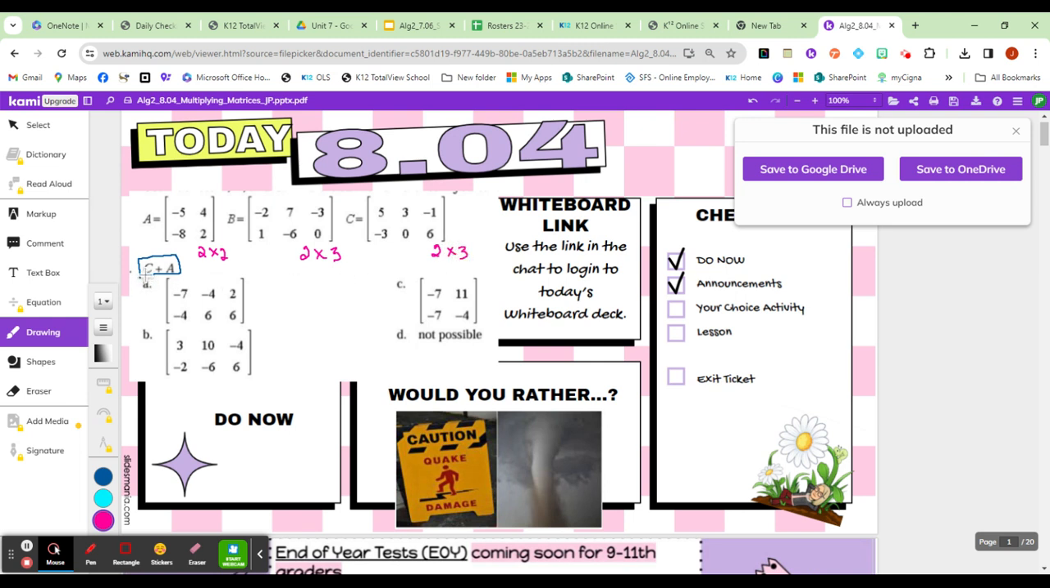So the warm-up is asking you to add matrix C with matrix A, and that is not possible because matrix C has dimensions of 2 by 3 and matrix A has dimensions of 2 by 2. So we cannot add or subtract matrices unless they have exactly the same dimensions. So on this one, I'm going to have to choose not possible. Sometimes your OHS might say not defined or undefined, meaning we just can't do it.